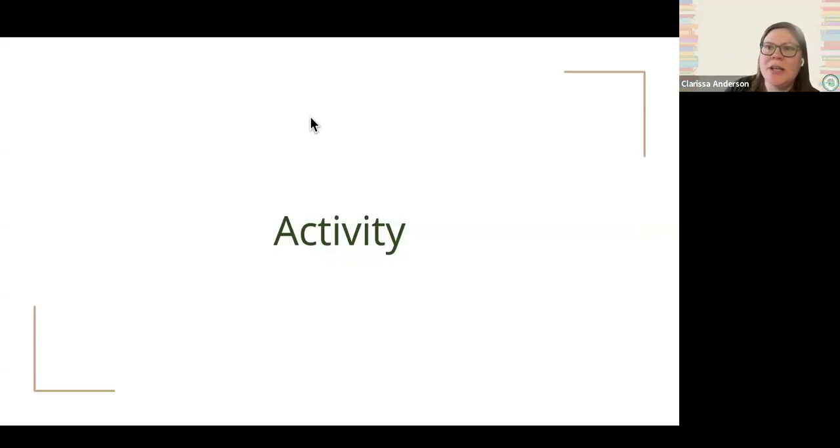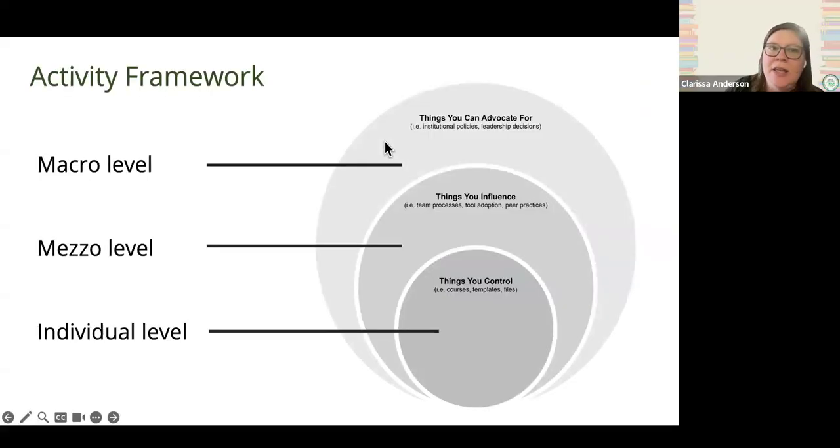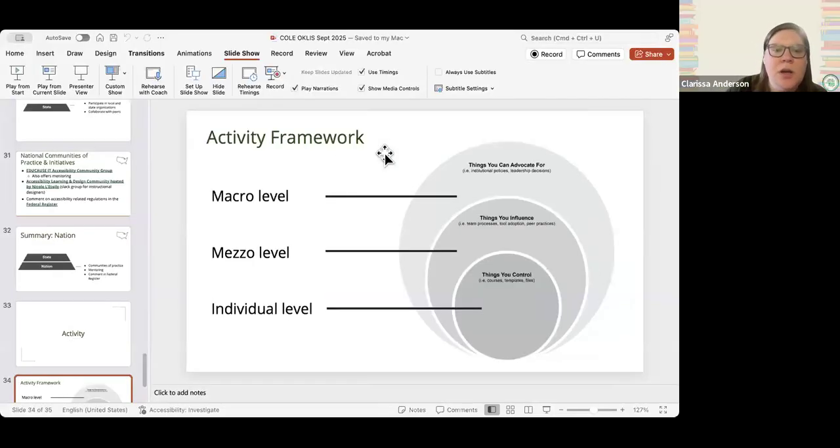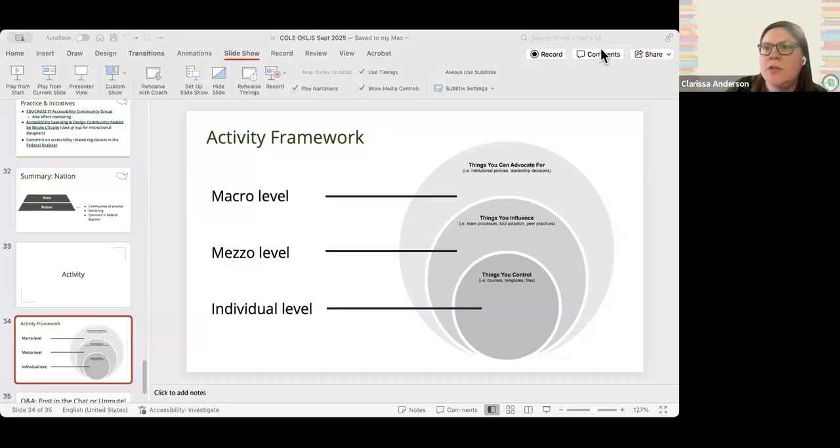So, we are going to switch gears a little bit and work on a brief activity. This really aligns with some of the concepts we were talking about. In this activity, I'll provide a Google Doc in a second, but the framework that we're using is: what are some things that you can control? What are some things that you can influence? And what are some things that you can advocate for? I will pull up this Google Doc and drop it in the chat.